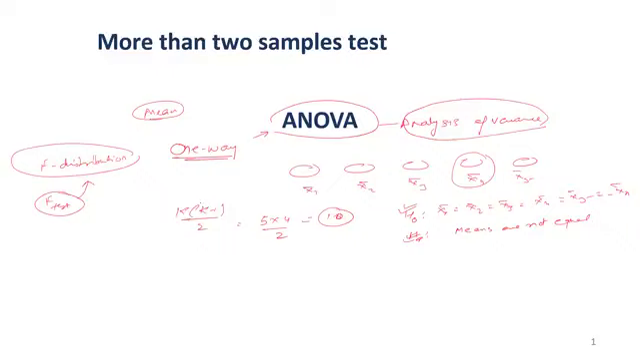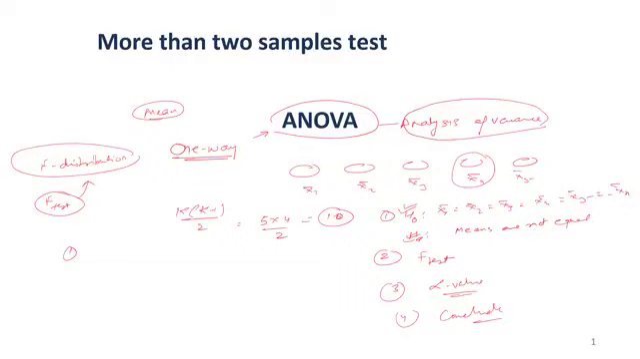First, you have to frame the hypothesis. There is only one kind of hypothesis you can develop here: the null hypothesis says that all means are equal, and the alternate hypothesis says that the means are not equal. This is the only hypothesis you can build when you're talking about more than two samples. The second step is to calculate the test statistic, the F test, and the third is to compare with the alpha value. Finally, you conclude whether to accept or reject the null hypothesis.